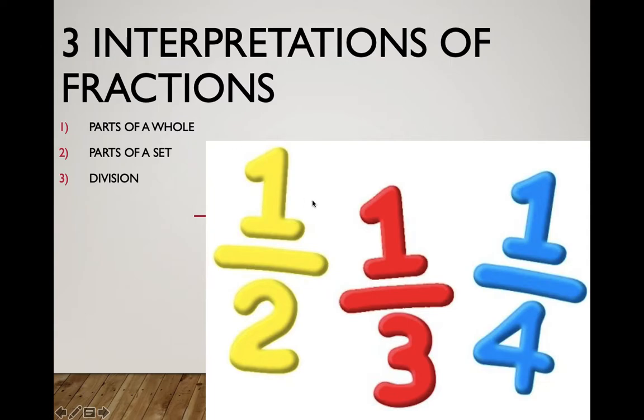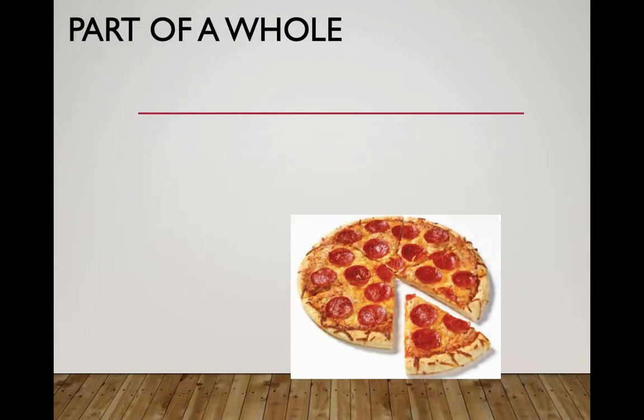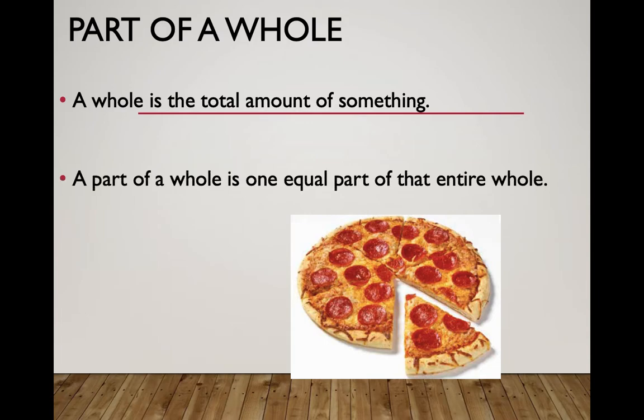When we see a fraction, it can be part of a whole, part of a set, or it can be a division problem. So I want you to write those three ways to interpret fractions. First, if it's part of a whole, you think of something like a whole pizza. It's a total something. A part of a whole is one equal part of that entire whole. One slice of pizza. One out of, if we look at this picture, 1 out of 6. So 1/6 of the pizza.